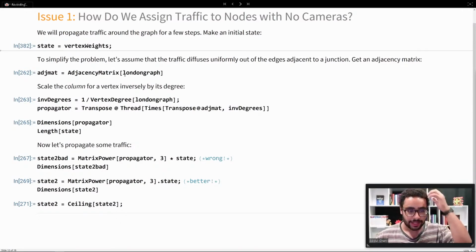And I'll be a little bit brief about this, but what we're going to do is say that if you have some number of cars at a junction, this is definitely a simplifying assumption, but let's assume that they move out over the edges sort of uniformly. So let's say if you had 9 cars at a junction with 3 exits, then 3 cars are going to go out over each line. It's probably not completely true, but it'll do for now.